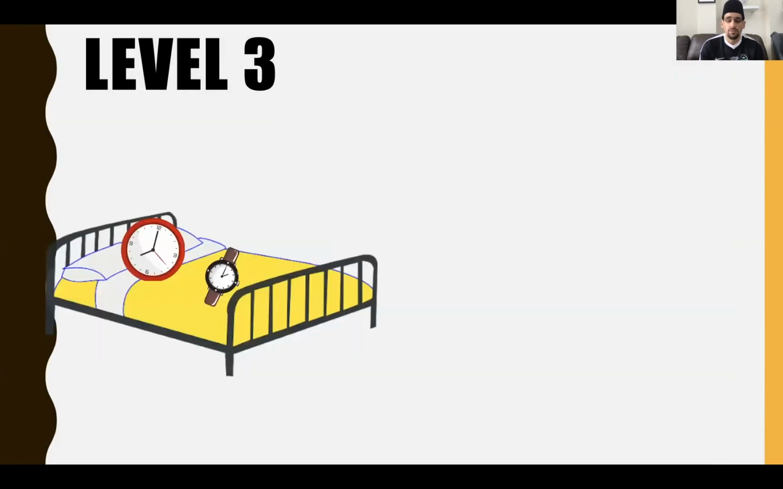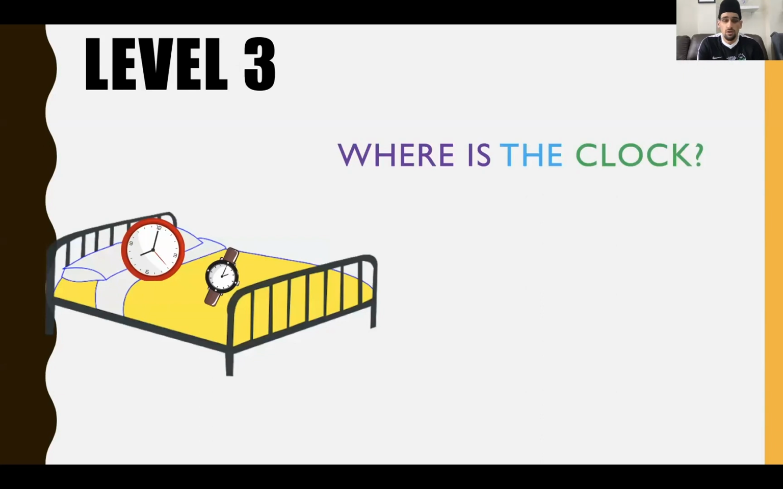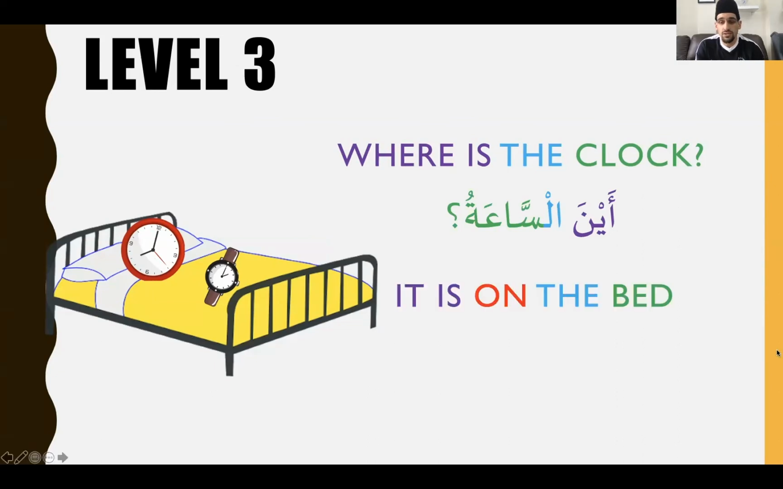The last one now, last example, level 3. We say, where is the clock? And the reason I've put a clock and a watch on the bed is because they both have the same meaning. Now let's look at what the word for clock or watch is. أين الساعة? It is on the bed. So now let's try to say this. It is on the bed.